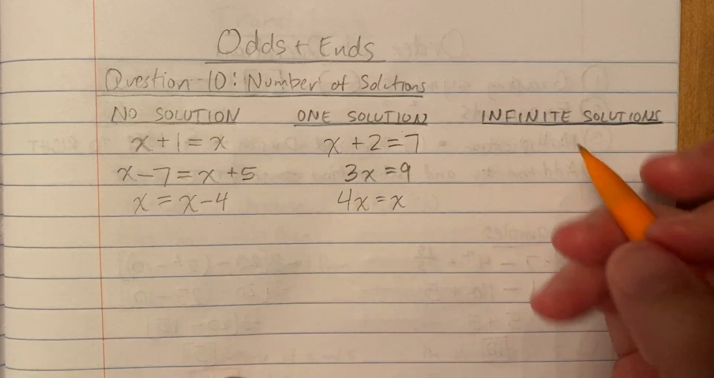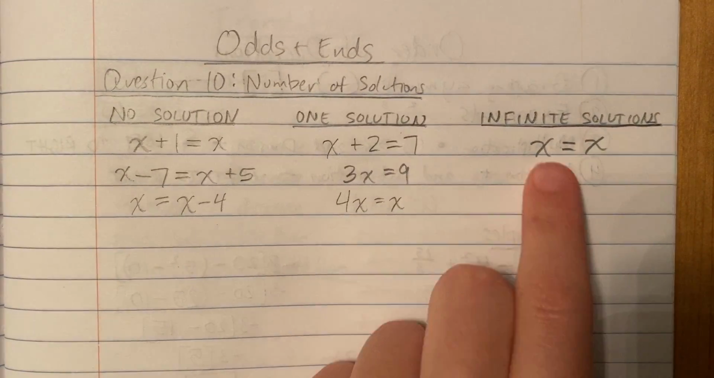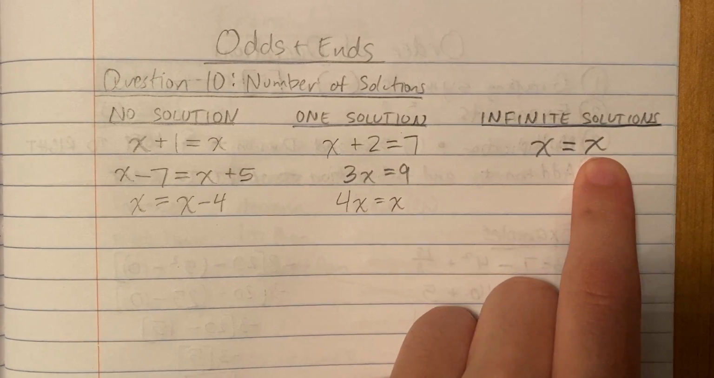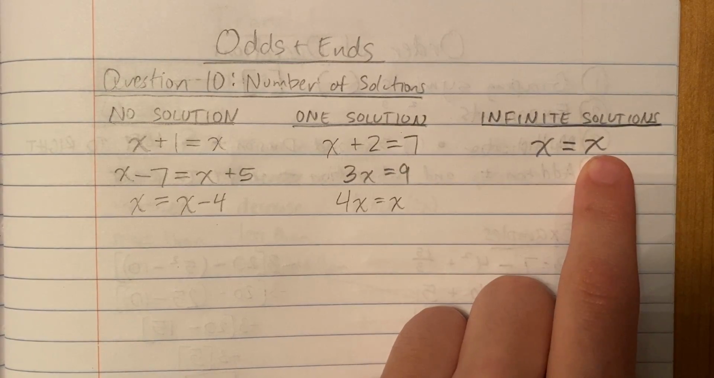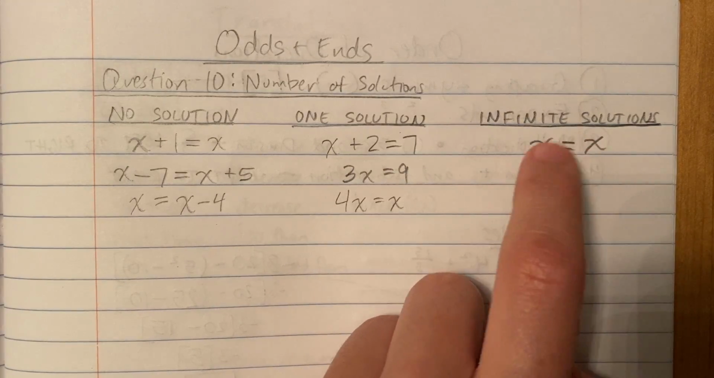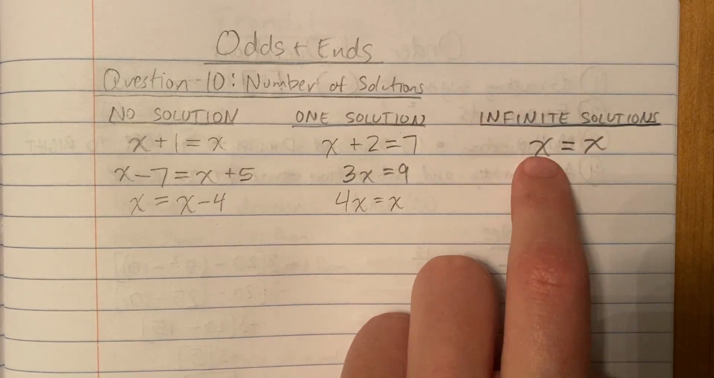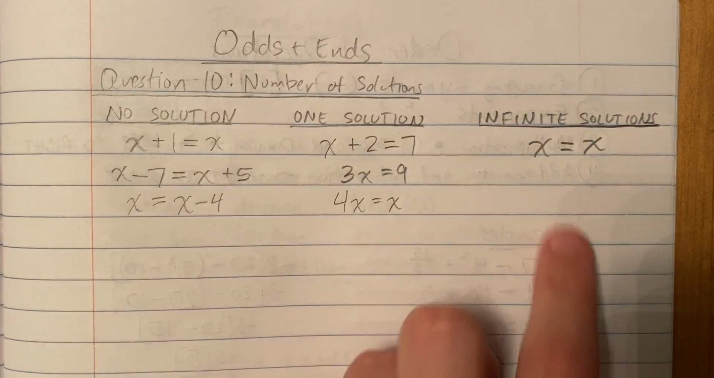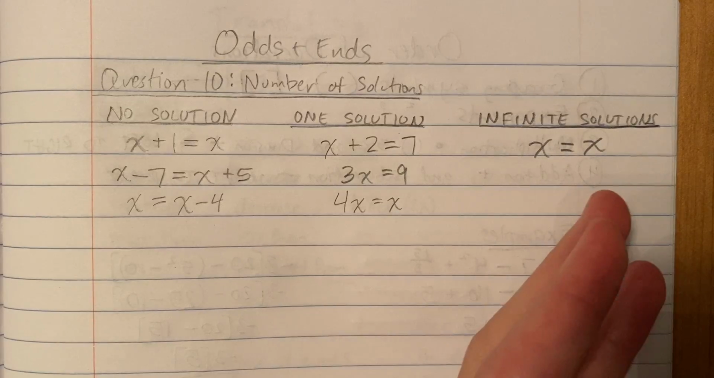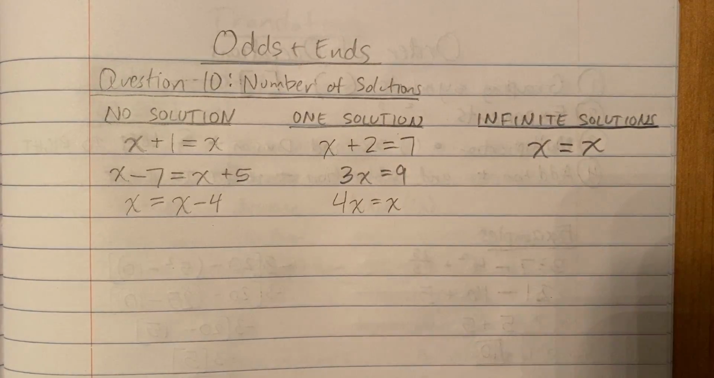Now, infinite solutions is something like this. Some mystery number equals itself. X equals x. Yeah, that's always true. If I make this 5, 5 equals 5. If I make it negative 100, negative 100 equals negative 100. If I make it 3.4, 3.4 equals 3.4. That's always true. No matter what x is, this is always going to be true. So this equation has infinite solutions because you could plug in any number for x and it would be true.